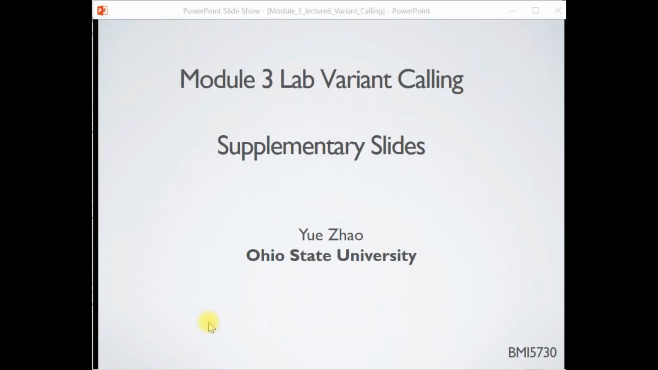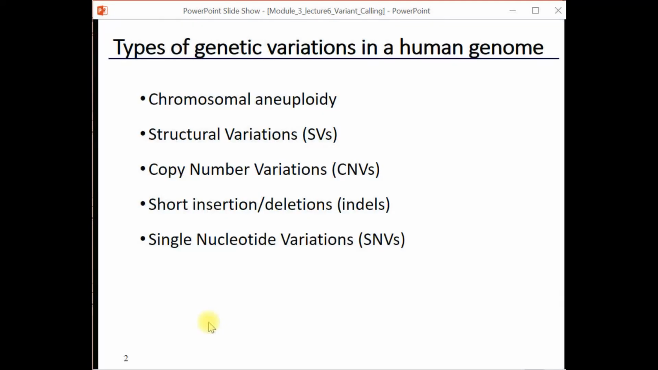In the last video, we did the variant call with HaplotypeCaller and some hard filtering on the resulting variants. The next step is to do the annotation and effect prediction. Just to let you get familiar with the terms we're going to see in the annotation result file, I want to first go through the types of genetic variation in the human genome one more time.